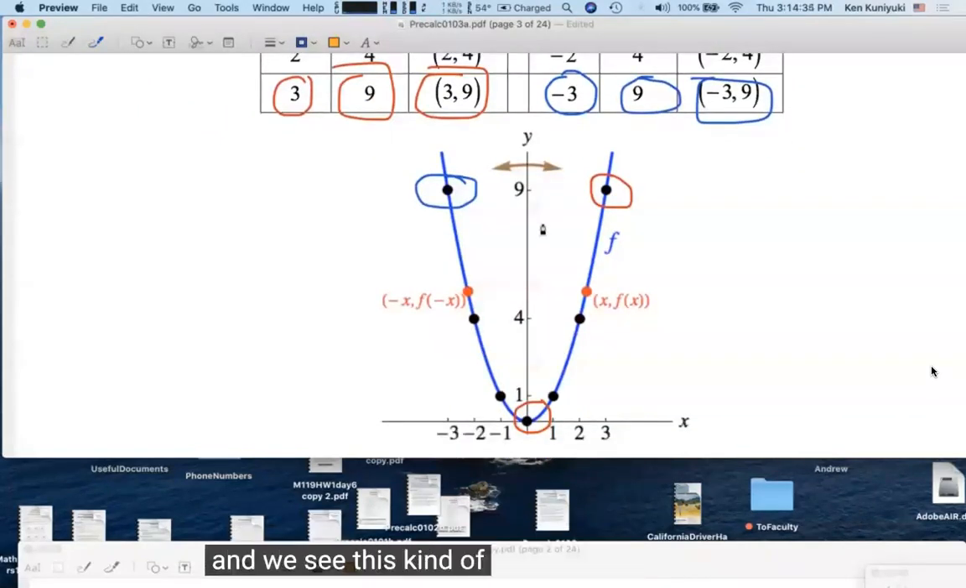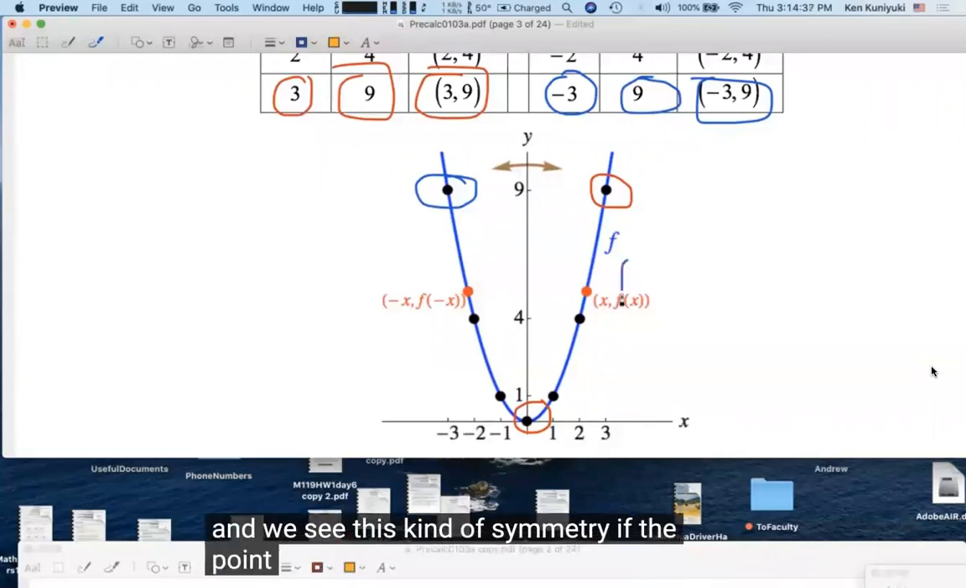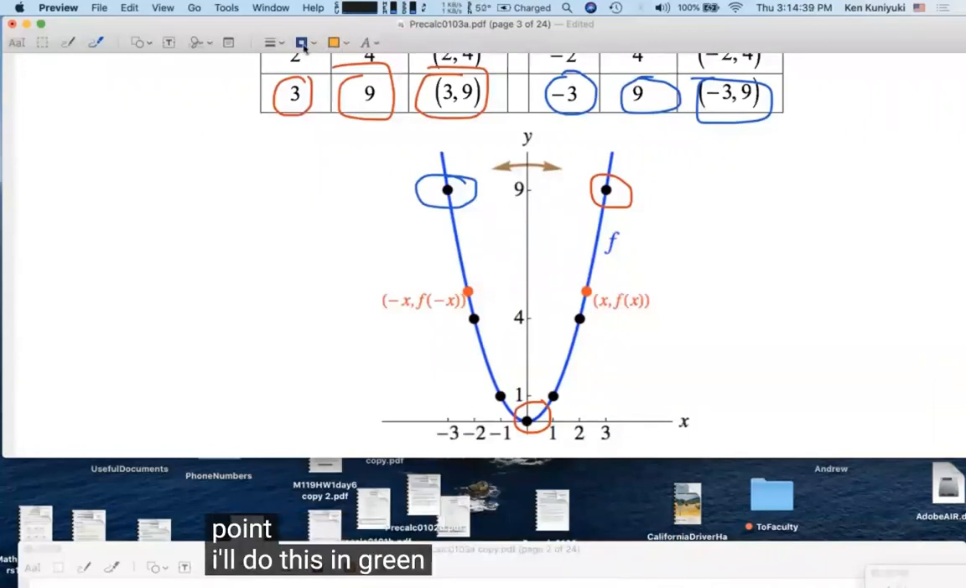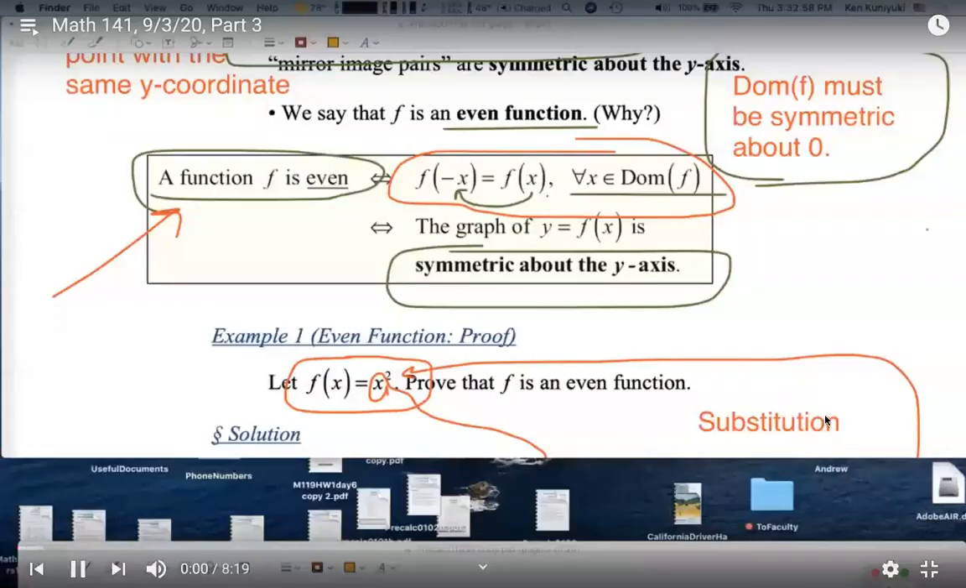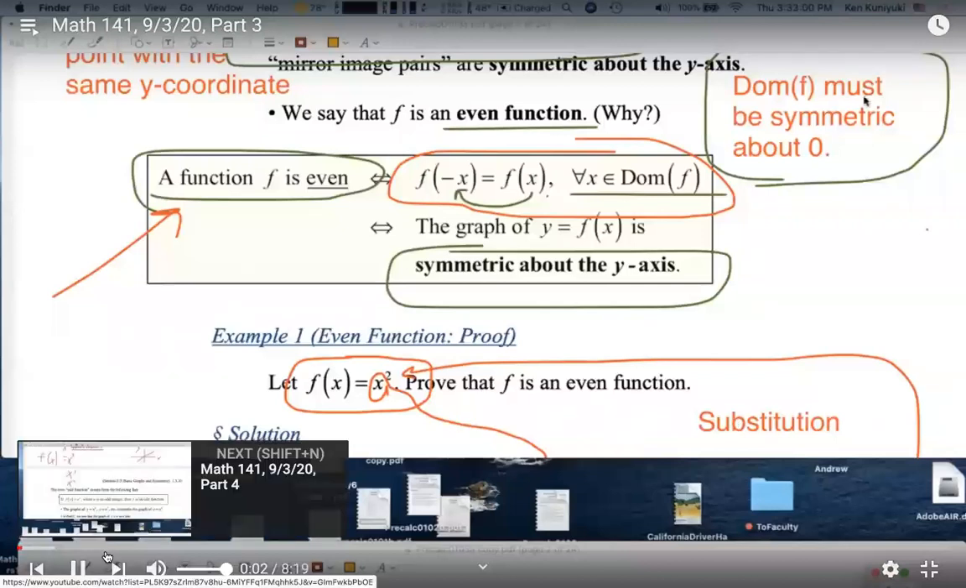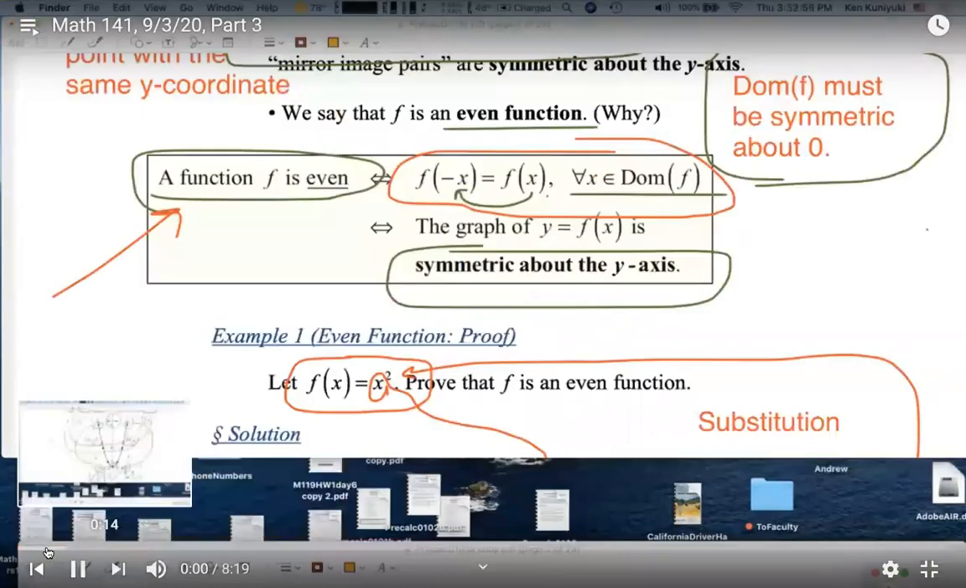And we see this kind of symmetry. If the point, I'll do this in green. Oh, whoa, sorry. Hi, everyone. Why do we call... Whoa.